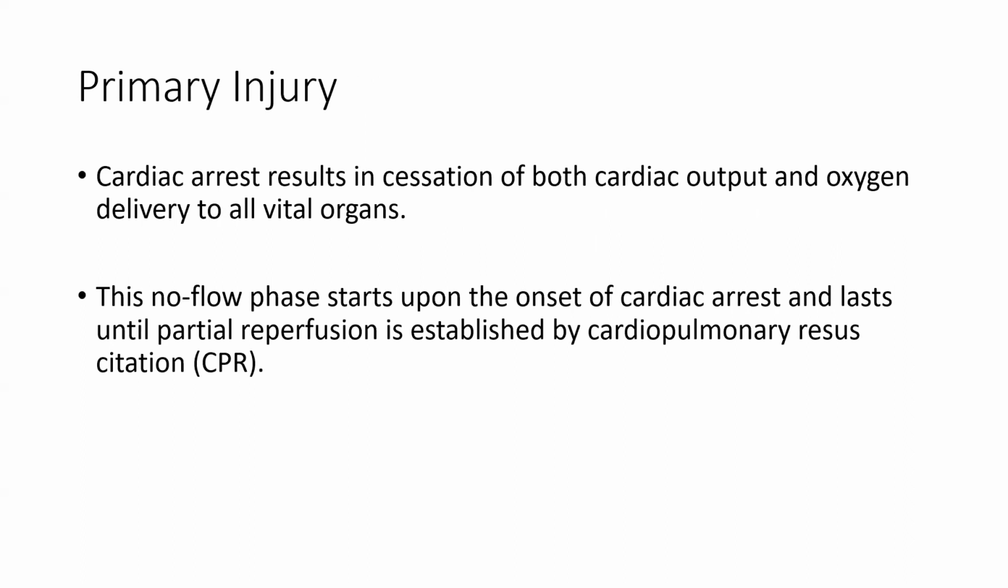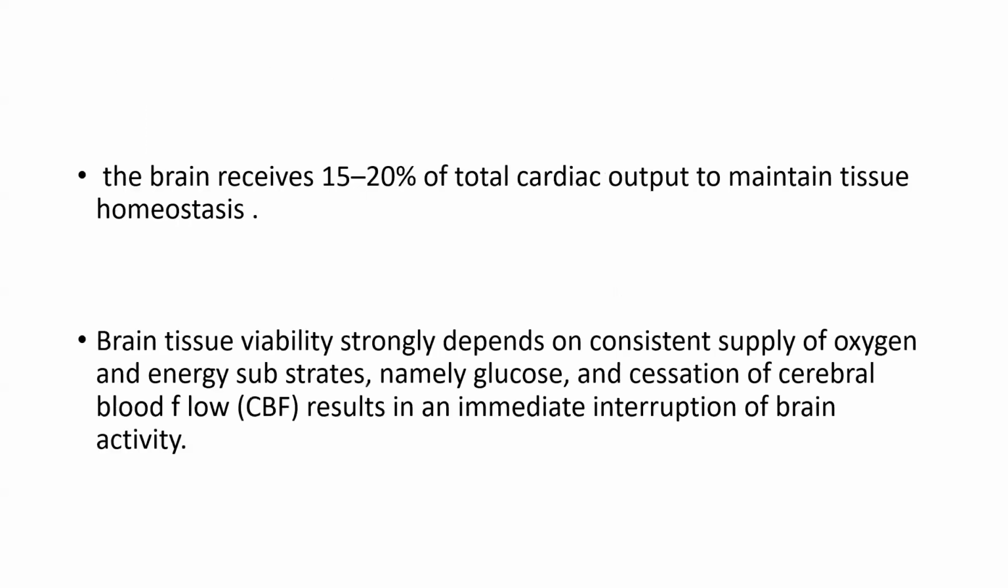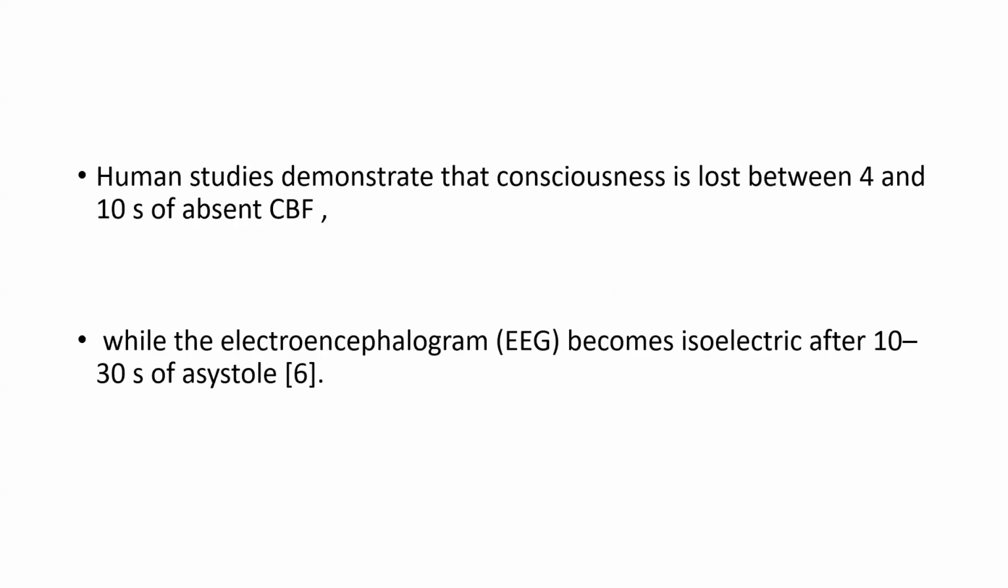by cardiopulmonary resuscitation. The brain receives 15 to 20% of total cardiac output to maintain tissue homeostasis. Brain tissue viability strongly depends on a consistent supply of oxygen and energy substrate, namely glucose, and cessation of cerebral blood flow results in the immediate interruption of brain activity. Human studies demonstrated that consciousness is lost between 4 to 10 seconds of absent cerebral blood flow, while EEG becomes isoelectric after 10 to 30 seconds of asystole.